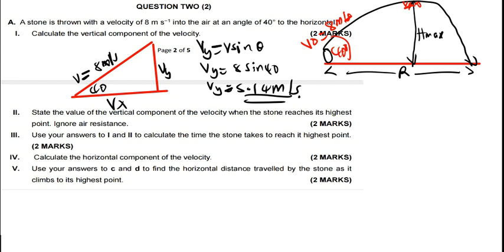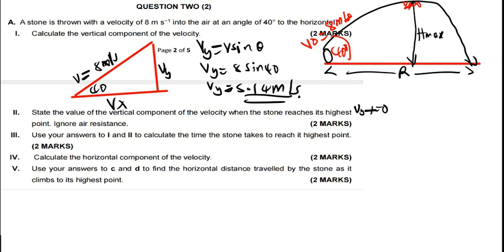Okay, then part 2 is saying state the value of the vertical component of the velocity when the stone reaches its highest point. Ignore the air resistance. The moment you reach the highest point is the maximum height. At the maximum height, the velocity is 0. So the answer there is just 0. The velocity is 0 at that point.